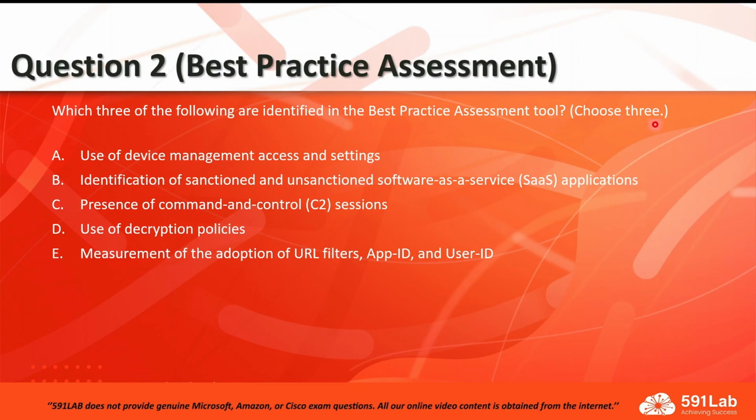Choose 3. The options are: A. Use of device management access and settings. B. Identification of sanctioned and unsanctioned software as a service, or SaaS, applications. C. Presence of command and control, or C2, sessions. D. Use of decryption policies. E. Measurement of the adoption of URL filters, App-ID, and User-ID.